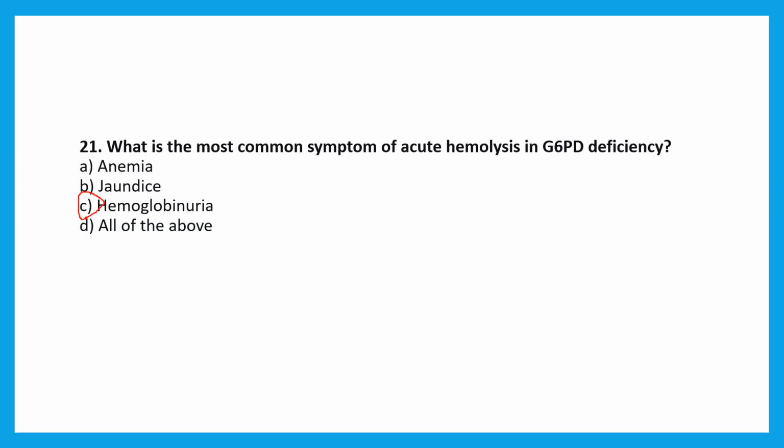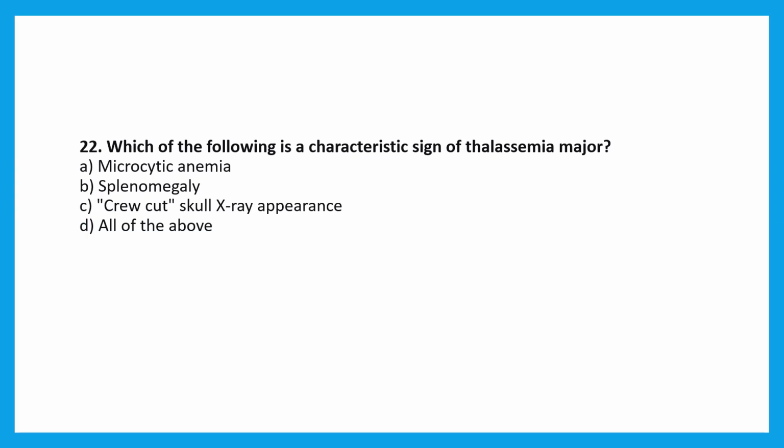Question number 22. Which of the following is a characteristic sign of thalassemia major? You might be wondering, but look at this question properly. It might come this way. Look at the options that are here. Microcytic anemia, they're saying is a characteristic sign of thalassemia major. Splenomegaly, crooked skull X-ray appearance, and D, all of the above. Which of the following is a characteristic sign of thalassemia?